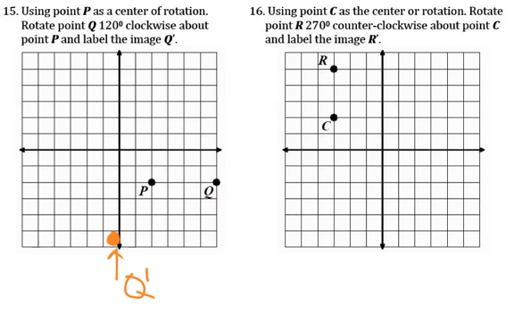Okay, 16 says using point C as a center, rotate R 270 counterclockwise. Okay, so this one's a lot easier because here's our center. So R counterclockwise is to the left. 90 would put us out here 3. Nope, just 3. 180 would put us down here 3, so 270 would put us over here 3. So that would be R. 90, 180, 270. Much easier, right?